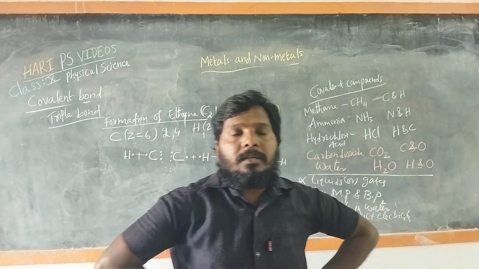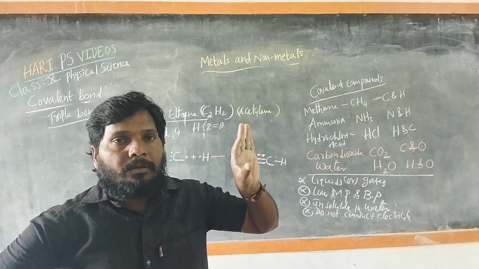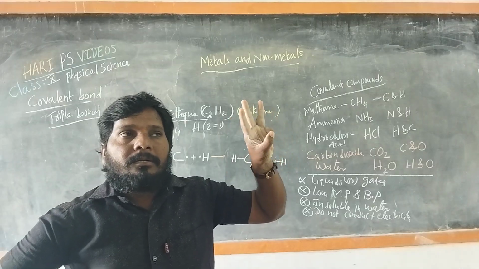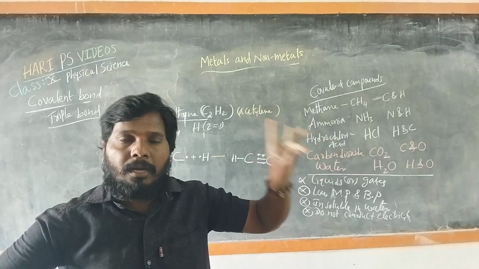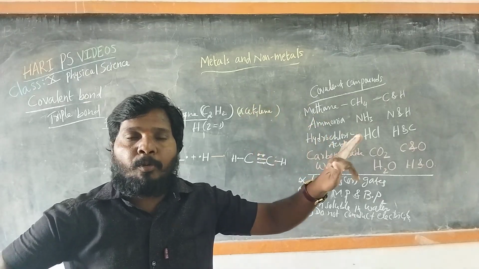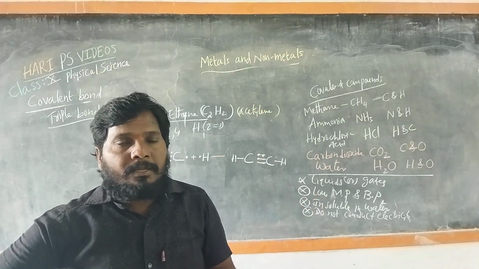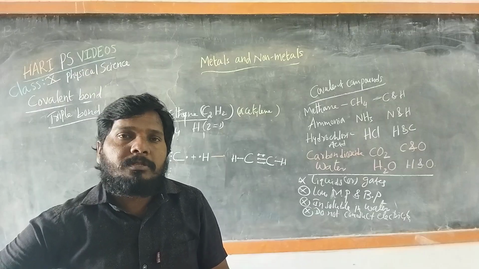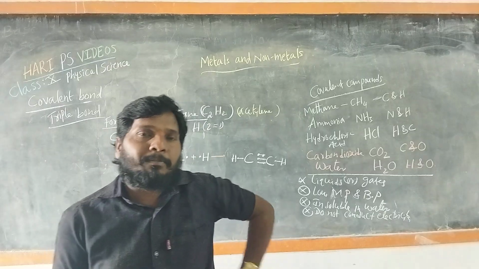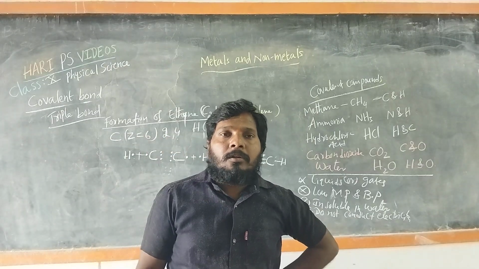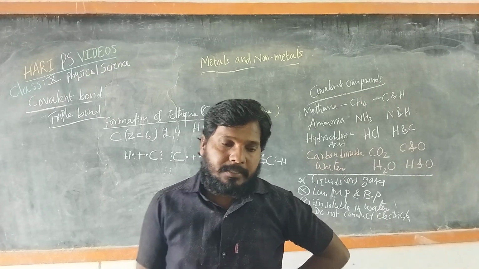So this is about the chemical bond. The ionic bond we discussed. The covalent bond, with 3 types, single bond, double bond and triple bond, we discussed. Ionic compounds and covalent compounds were also discussed. So you should be able to understand the properties of ionic and covalent compounds.